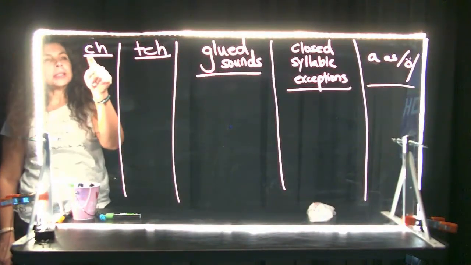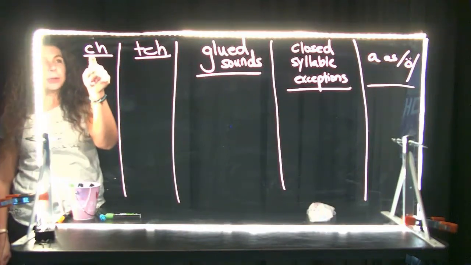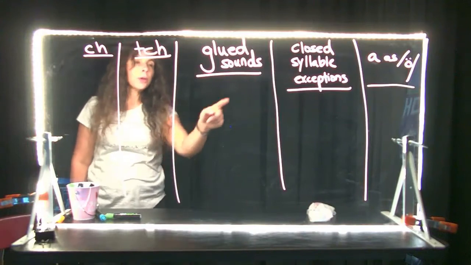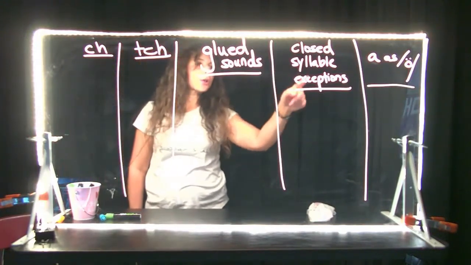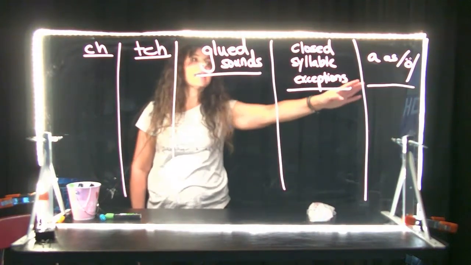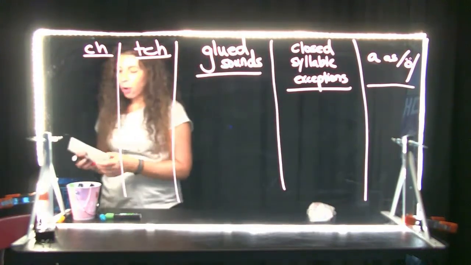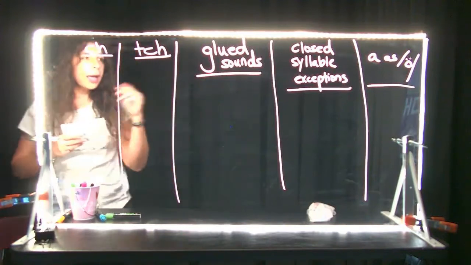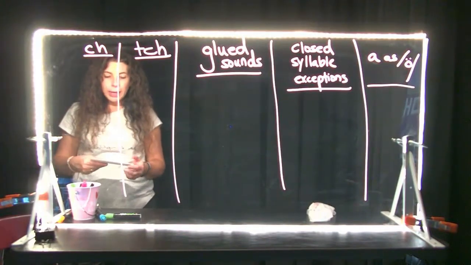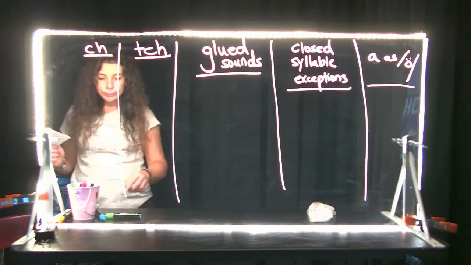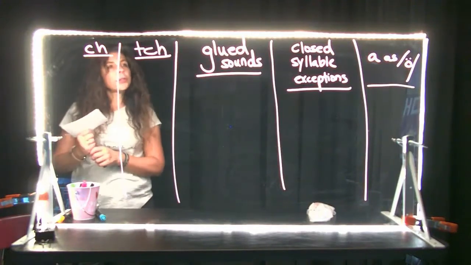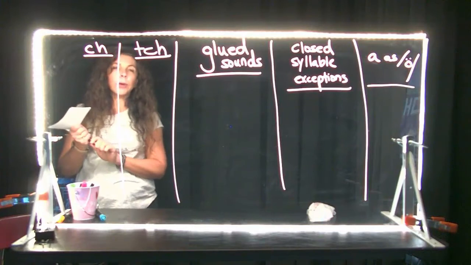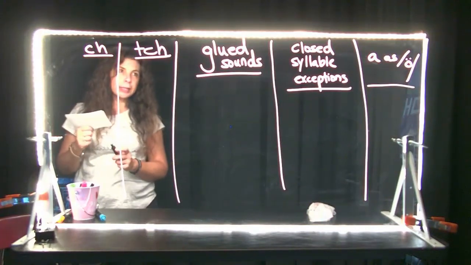We reviewed our CH digraph and compared it to the TCH trigraph. We went over our glued sounds, our closed syllable exceptions, and how A can sometimes say ah. So I'm going to give you a word, and I want you in your head, when I give the word, to think where it would go, and then I will let you know. So the first one will be cramp. Cramp. Where do you think cramp would fit in?